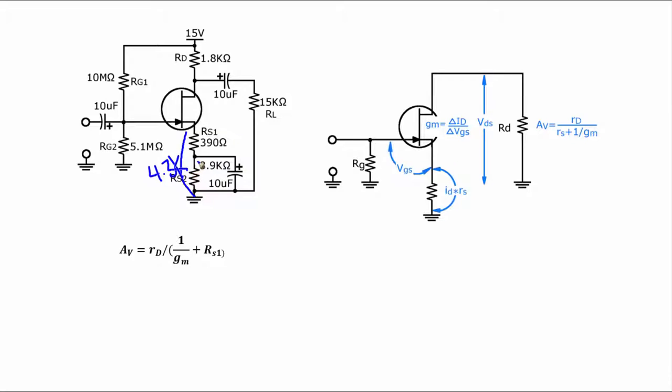but now we have a bypassed value on the 3.9K resistor. So we're using this 390 to actually swamp some of the variations in the transconductance out that we can have here.